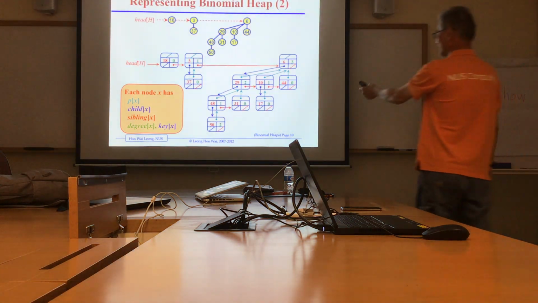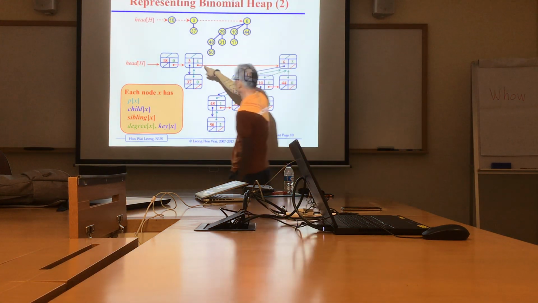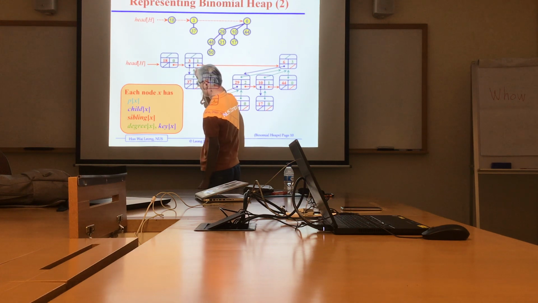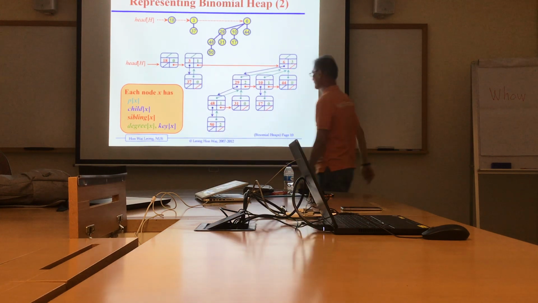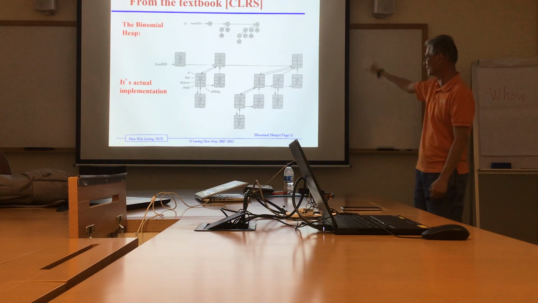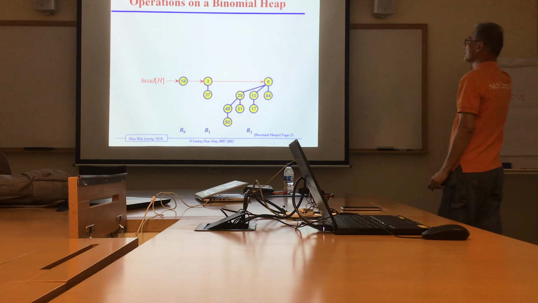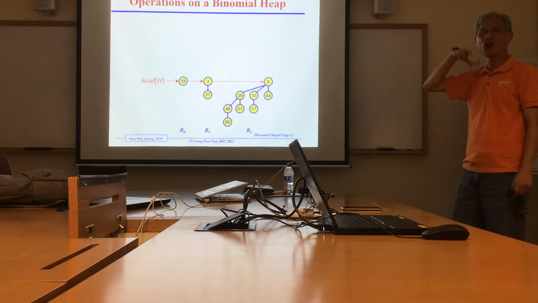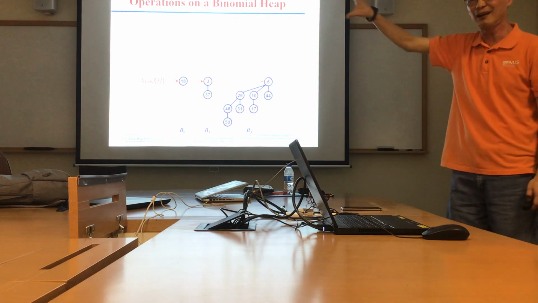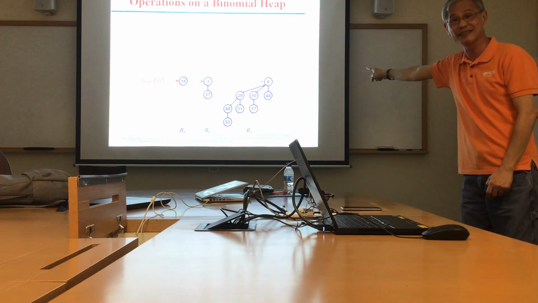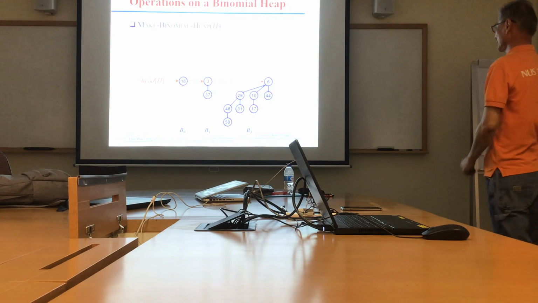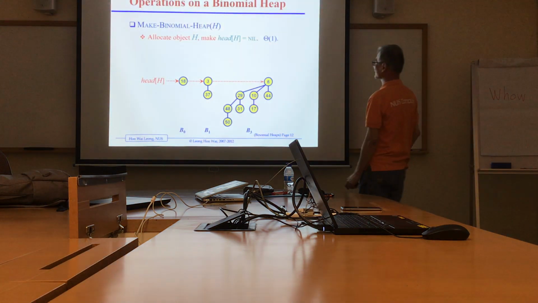So every node, can you see now, apart from the degree, the rank, will have these 3 pointers. This is from the book. Now we're going to ignore how you play around with the pointers, and we're just going to use this representation, just like we do for a heap. So first, how to make a heap?